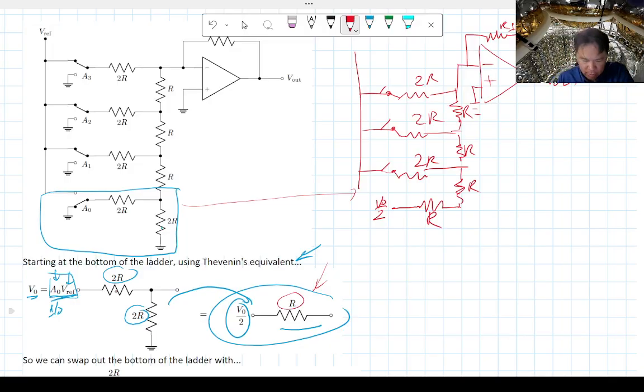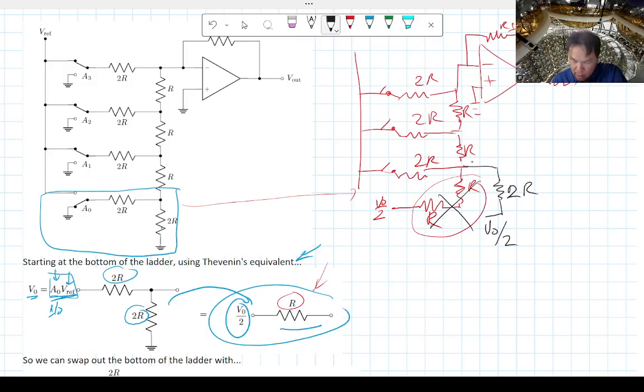It's just regular R because of the 2 R's. Well, the cool thing is that, look at this. This is 2 resistors in series. So I can just replace that part with a 2R again, with V naught over 2 at the end of it.